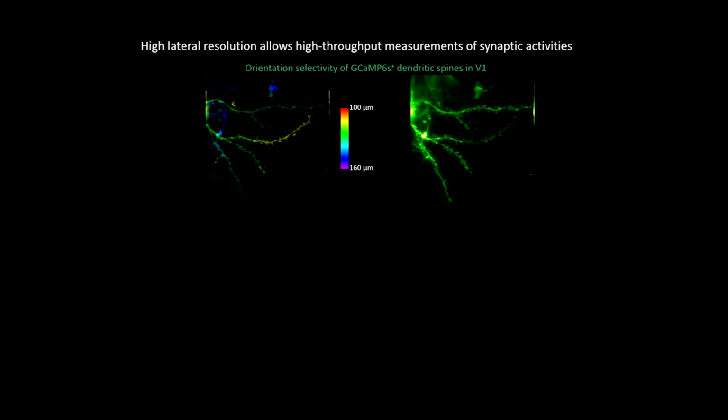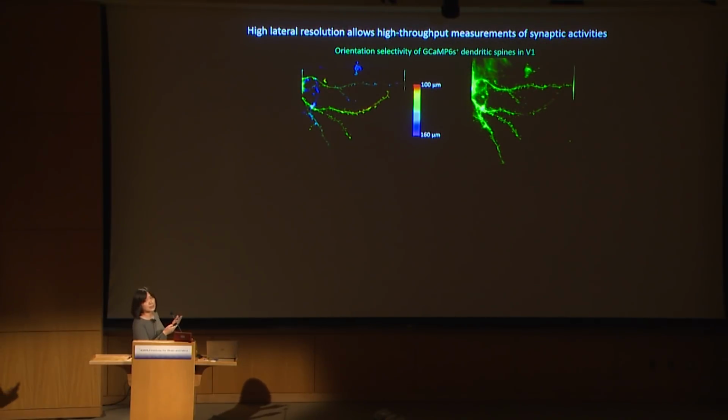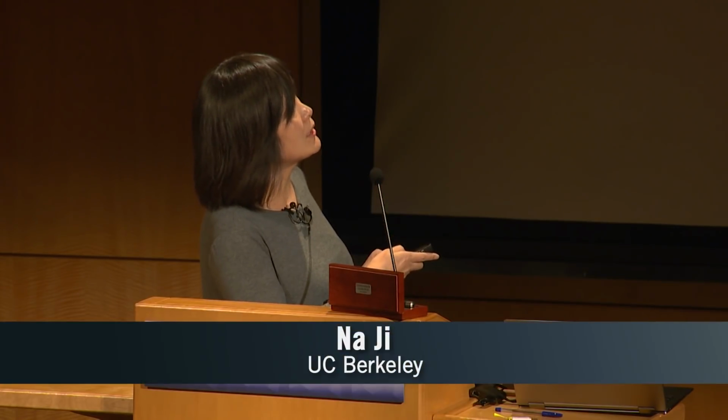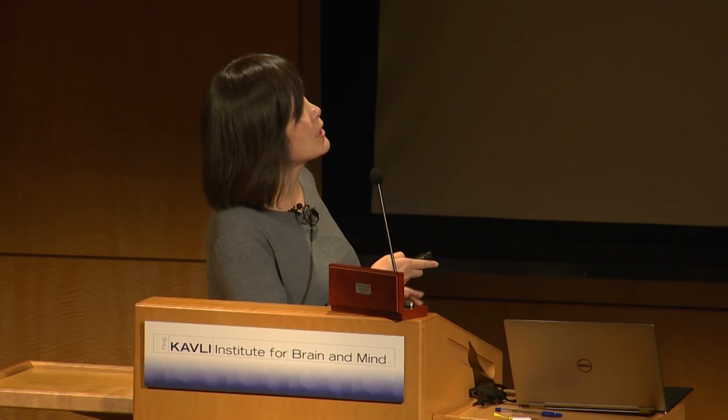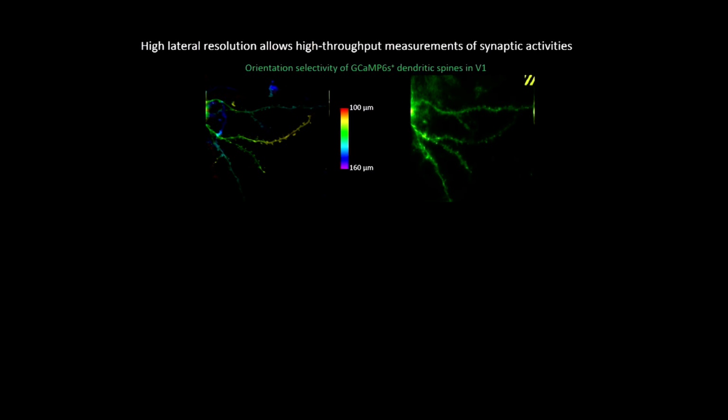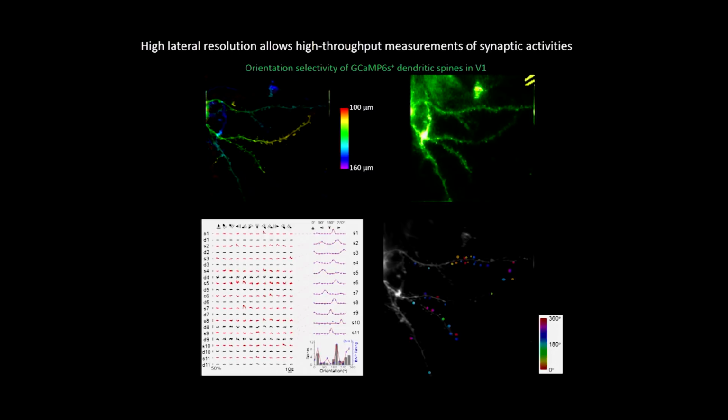Now, if you want to interrogate all the spines within this volume using the conventional approach, the experiment is going to take about 10 hours. But with Bessel beam, we could probe the orientation selectivity of those synaptic inputs in a single session, which only will take 20 minutes. So we have about 30 times increase of the throughput. And if you analyze this data, you can then get the tuning property of all the dendritic spines in one run. In this particular case, we observe some clustering of inputs of similar type.